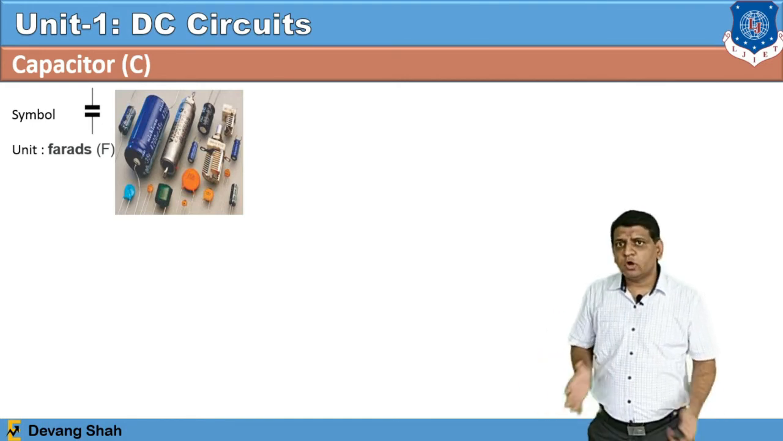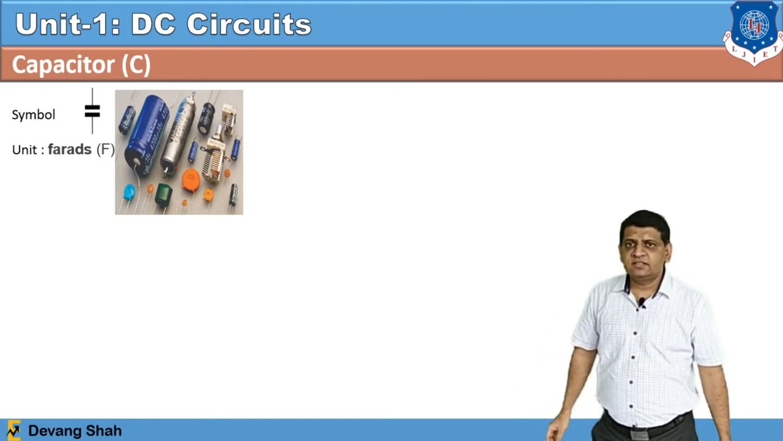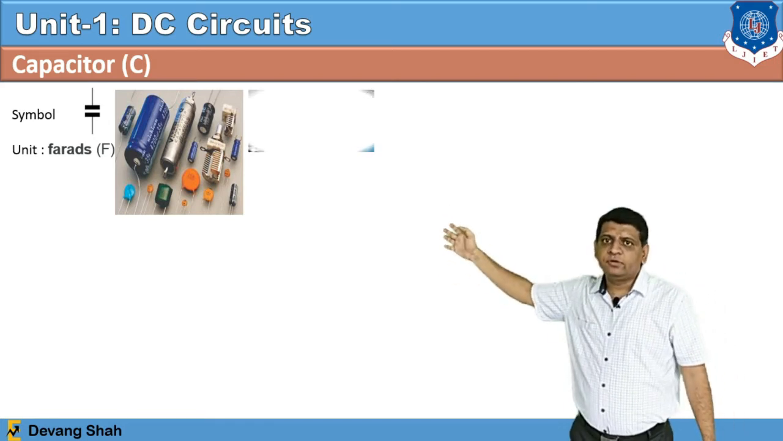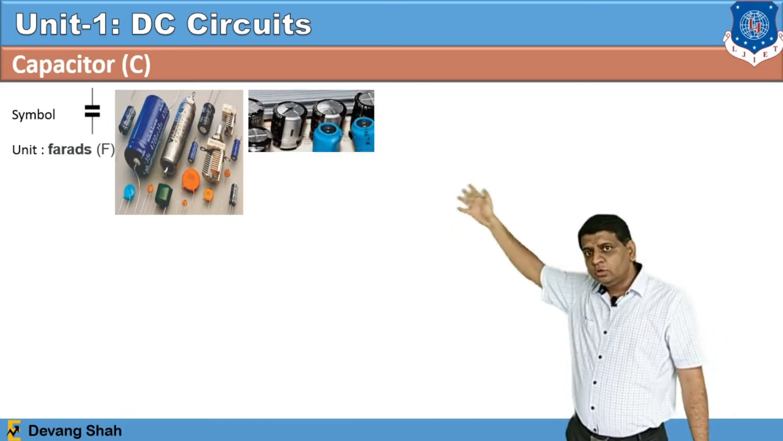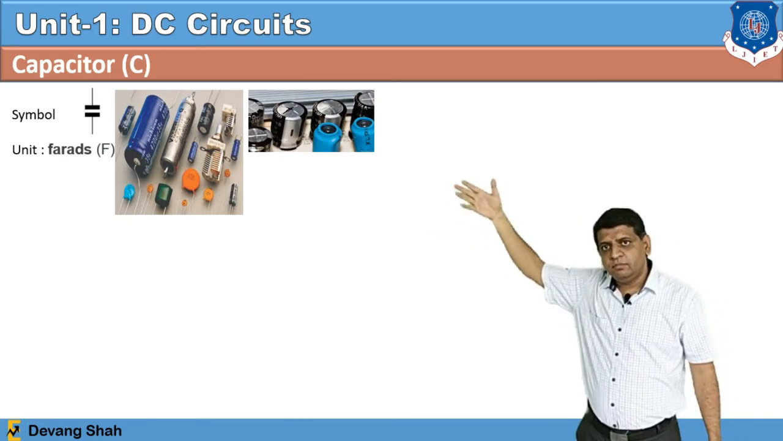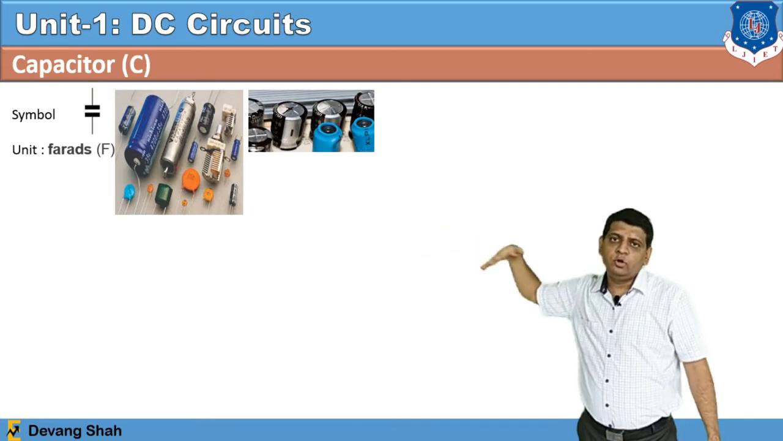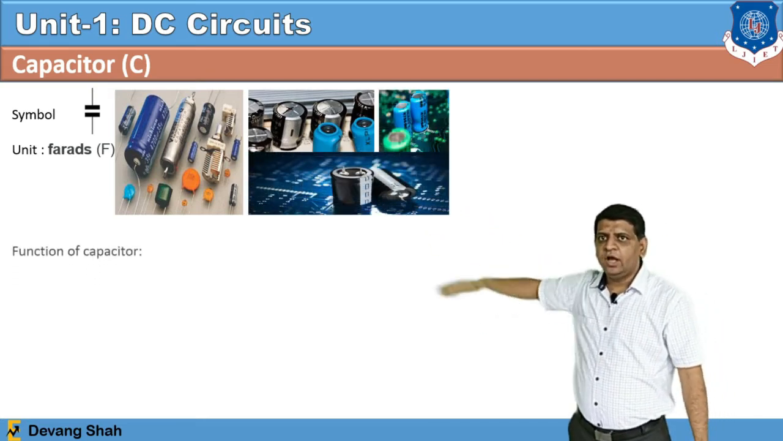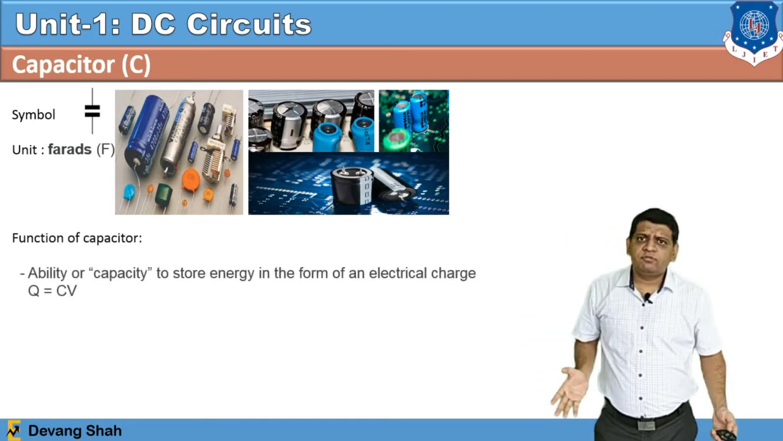Let's say we've talked enough about the resistance. Now let us discuss the capacitor. This is the symbol of a capacitor. The unit of capacitance is the farad, right? How it looks once you go to the market to buy a capacitor: it looks like this, right? And if you want to use those capacitors in a circuit, you can see the following images, right?